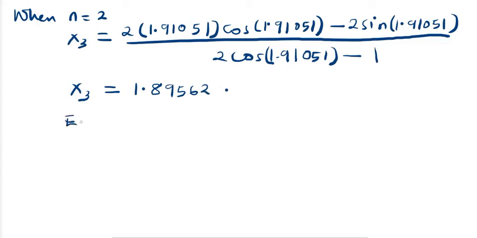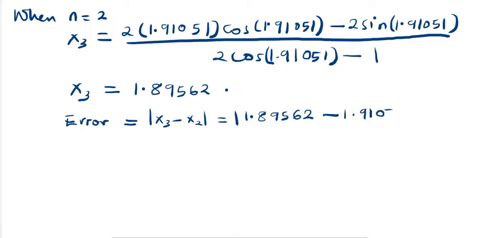Computing the error to determine if we have to stop or not, we only stop if the calculated error is less than the standard error. So error is equal to the magnitude of x3 minus x2, which is the magnitude of 1.89562 minus 1.91051. This is giving us a value which is 0.01489. This value is not less than the maximum possible error, which is 0.00005. Meaning we have to continue to the next iteration.